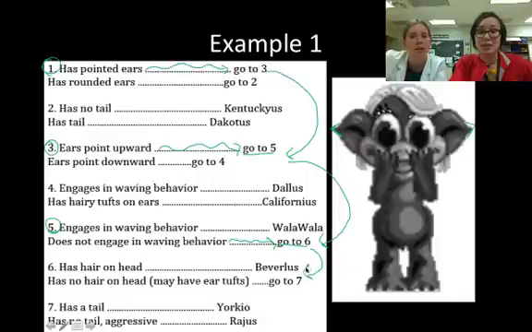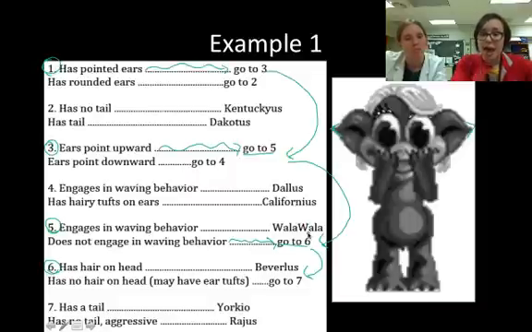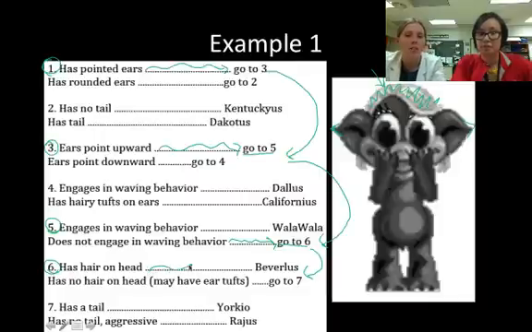Number 6. All right. So when I go to number 6, I'm doing the same thing again. I have 2 choices, so I'm going to read over my 2 choices. Has hair on the head or has no hair on head but may have ear tufts. Well, this creature right here definitely has a nice set of hair on its head. So I'm going to go ahead and make that choice and follow it to the end.